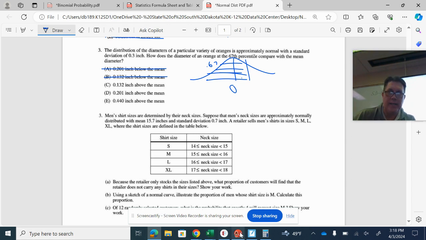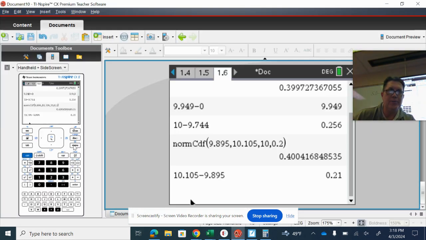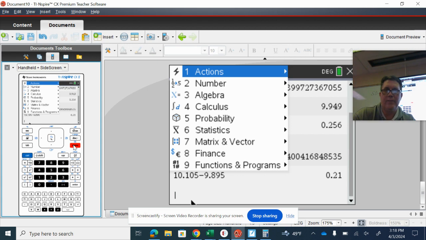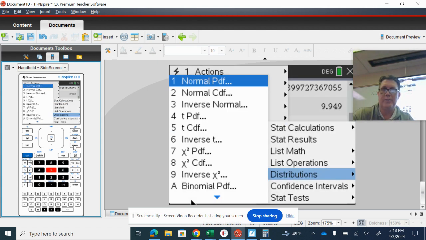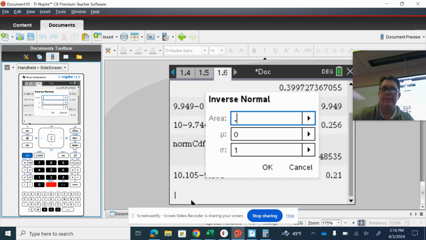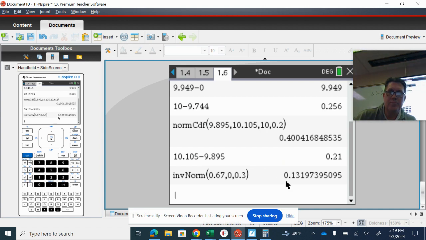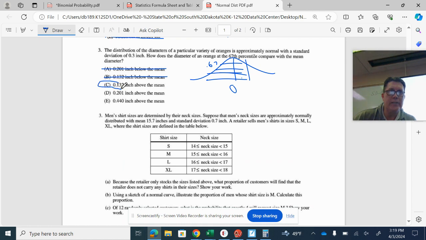We don't know the mean. If you don't know the mean and you're using an inverse norm, you can have a little bit of intuition. We're going to go menu 653 here, the inverse norm. Remember, the area you put in inverse norm always is the area to the left. Now, on the 84, there's some other ways you can do this. We're not going to focus on those, but I'm going to put this mean as 0 and the standard deviation 0.3. We don't know the mean, just to be clear. But what we get is 0.132 if we round it. So it would be 0.132 about above the mean.